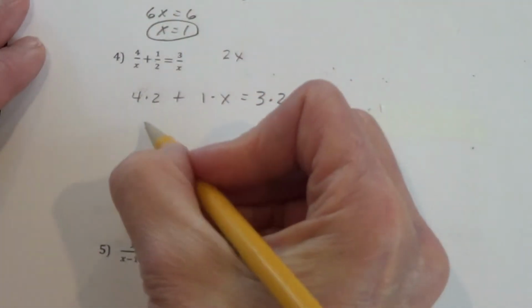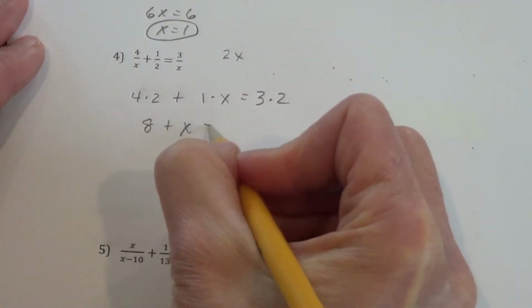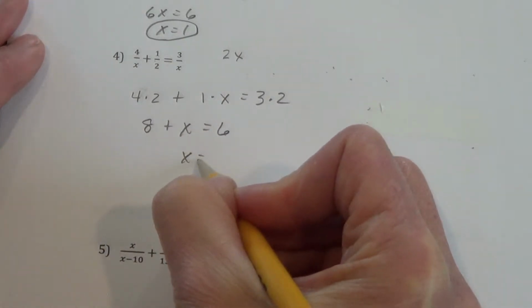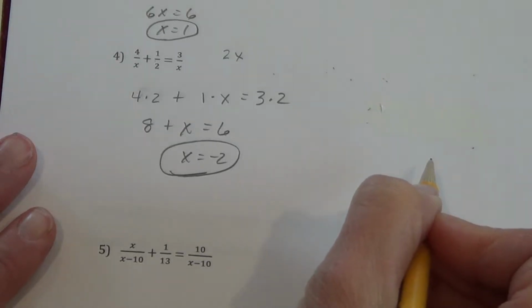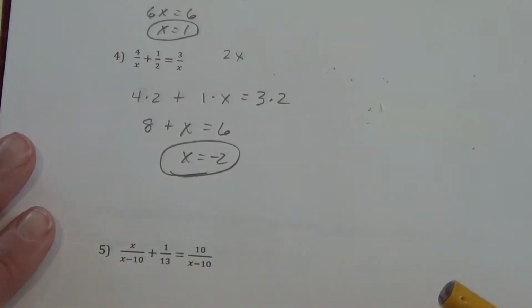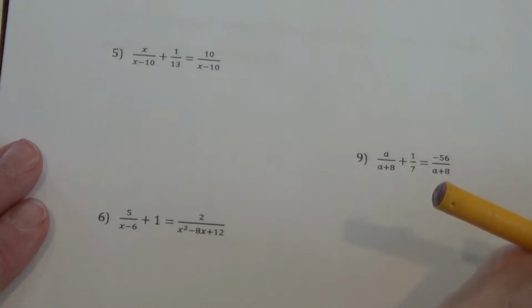That's what I ended up with. So I have 8 plus x equals 6. X equals negative 2. So when we plug in negative 2, that will end up being a true statement. Next one.